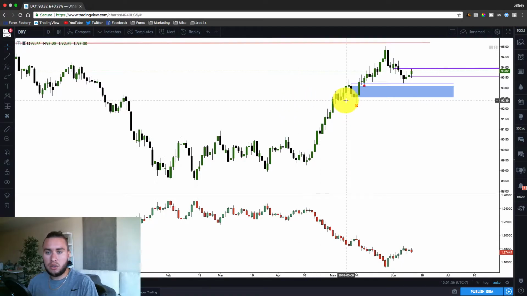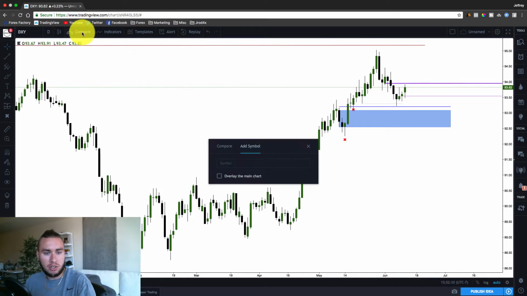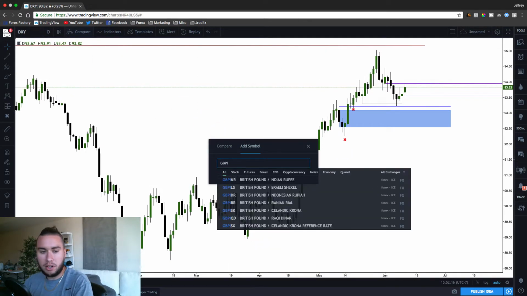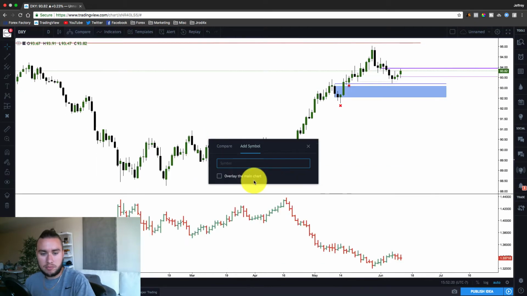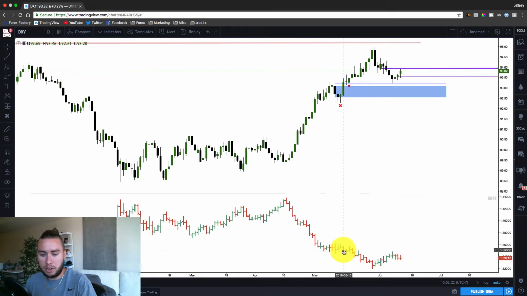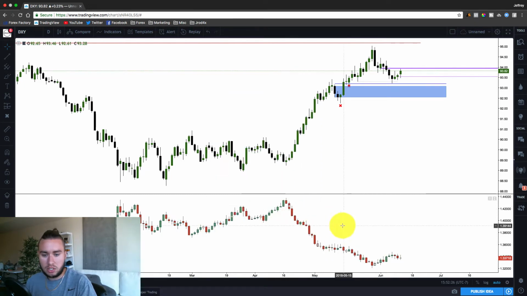Alright guys, so now we're looking at the dollar index chart, and right here at the bottom I have a comparison chart on, and this is GBP USD. The only thing that I did to get this was I simply came up here to compare, and then I just typed in the pair that I wanted to compare the dollar index to and selected it, and then you can see it'll put the pair on here. If you double click it, I just change it from bars to candles, and then I can compare the two so I can see if there's any type of divergence between the two pairs.